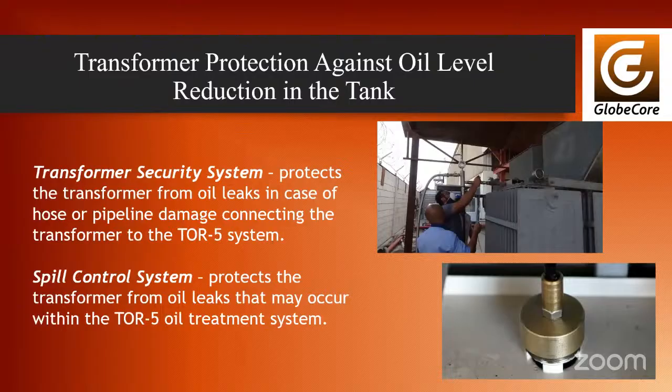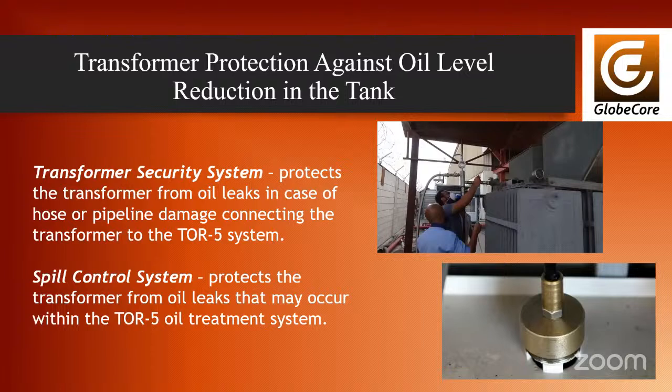Tor 5 is designed to stay connected to a transformer and work automatically without human input. But if a hose gets damaged, oil could leak and create danger. To prevent this, Tor 5 can include the Transformer Security System, TSS. An oil level sensor inside the transformer tank sends a signal if oil drops. The controller closes valves immediately, isolating Tor 5 and stopping oil loss.